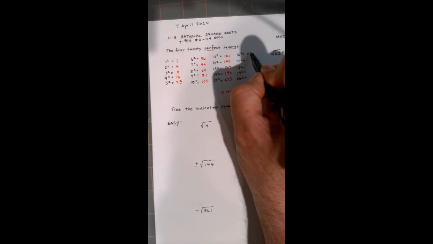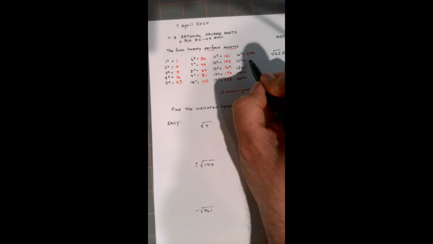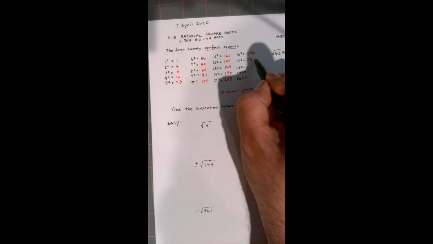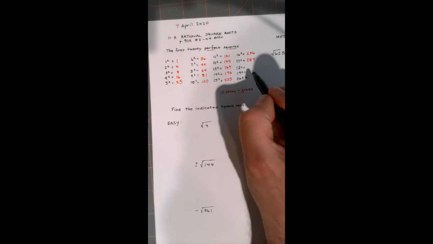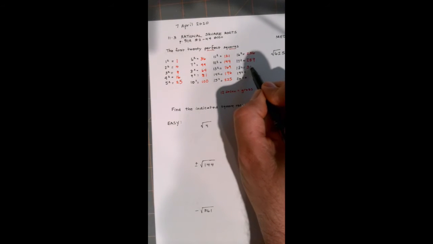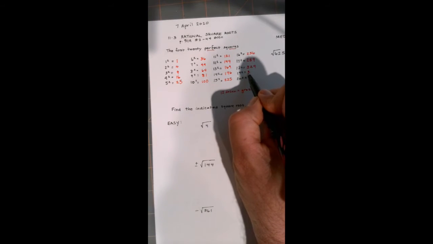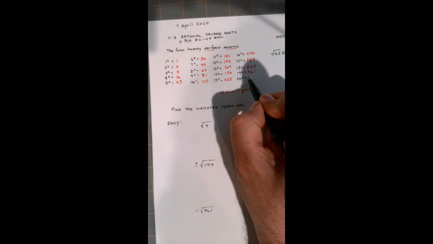Okay, so 16 squared is 256. 17 squared is 289. 18 squared is 324. 19 squared is 361. And 20 squared is 400. Now, I will tell you, I know 17 squared for some reason, and 20 squared I know. The other ones I have written down next to me, so I can just act like I'm smart.